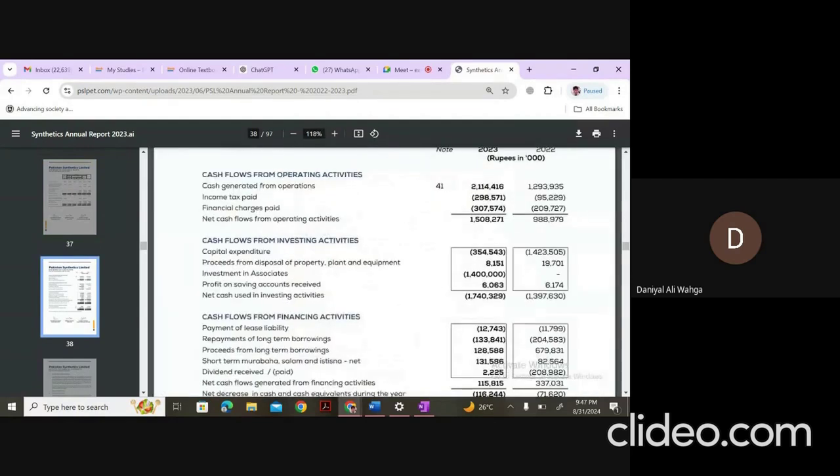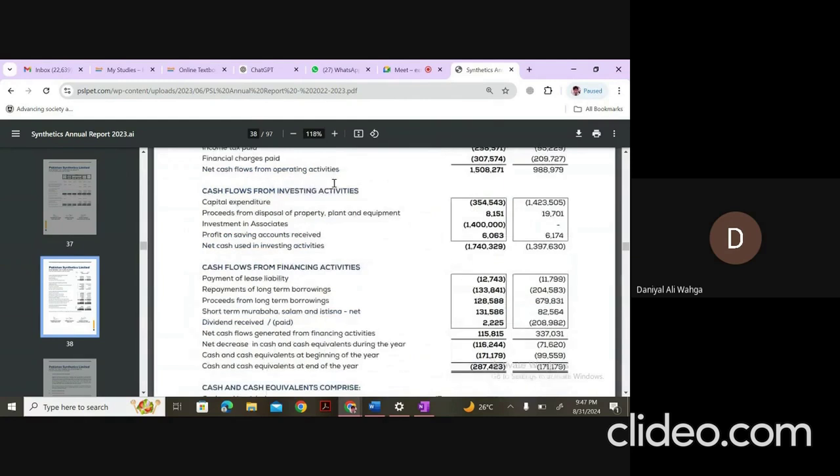Here you can see the cash flow from your operating activities. The cash generated from operations, the reconciliation from profits to cash, is given in note 41. So this is the net cash generated from operating activities. Then there is cash flow from investing activities. Capital expenditure includes the expenditure on your non-current assets, the investment in associates that was made, profits from saving accounts, and the net cash used in investing activities. The normal answer of the cash flow from investing activities is a negative.